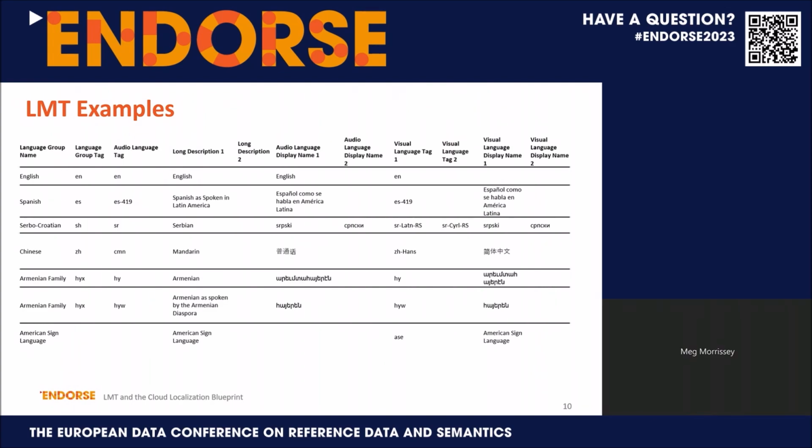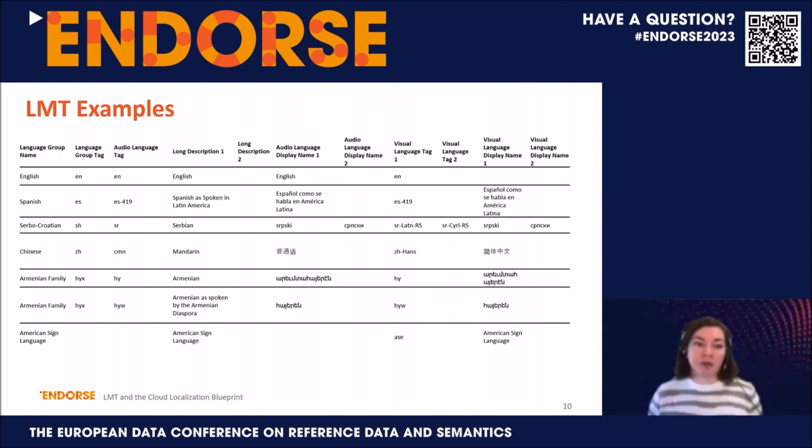So here's a few examples of the LMT. These are some entries that give you an idea of the breadth of what this covers. As you can see, we can be very generic with this. English, pretty straightforward. We also have Spanish, and you can see that this is Spanish spoken in Latin America. So this is where we start to get more granular. We have this in English so that the practitioners who are in domestic areas can see this, and then we also have it in that display name, which is going to be the endonym.